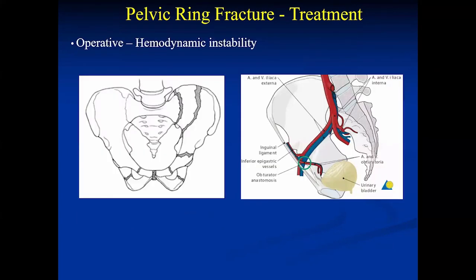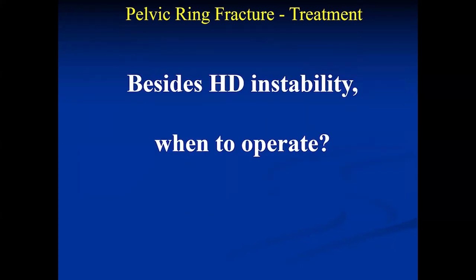And really, it's your type 4 injuries. Those are the ones where there typically is hemodynamic instability, and that would be more operative. These are the ones that need open reduction and internal fixation. Now, besides hemodynamic instability, when do you operate? That's really the question. If someone's hemodynamically unstable and they have a type 4 injury, it's very clear. Type 1, 2, and 3 injuries typically aren't going to be hemodynamically unstable, so those can be treated non-operatively.